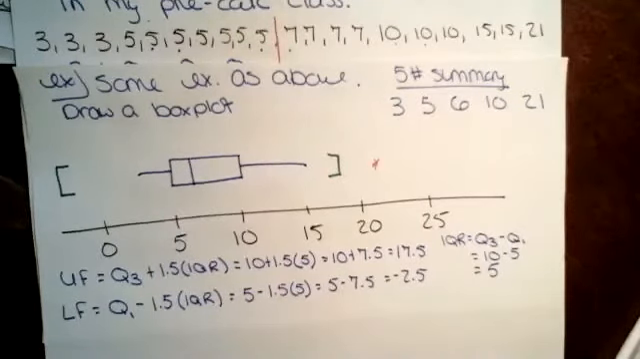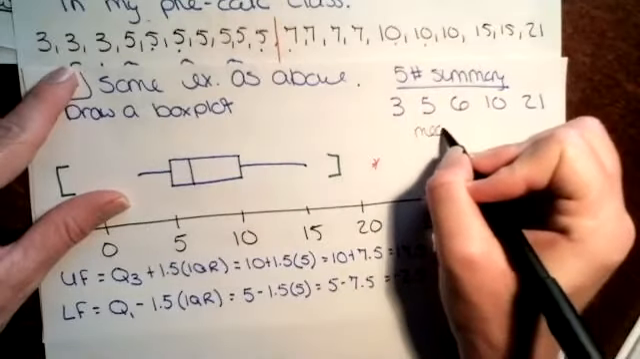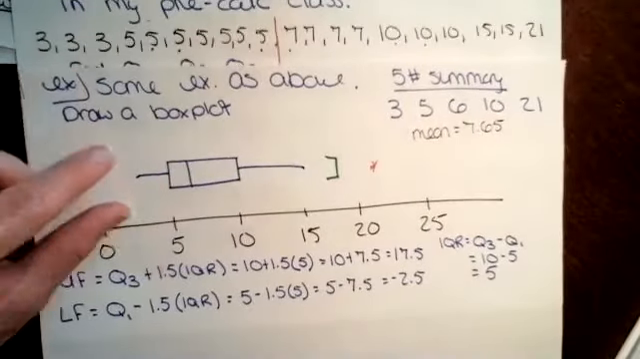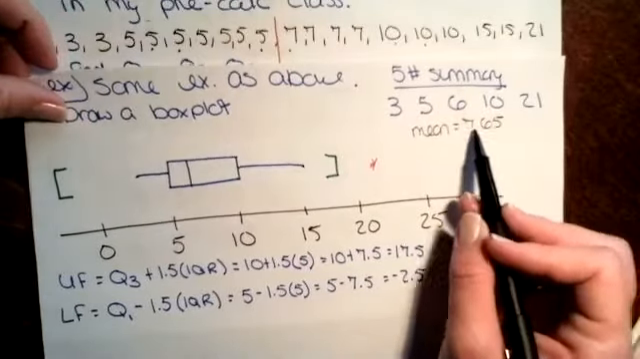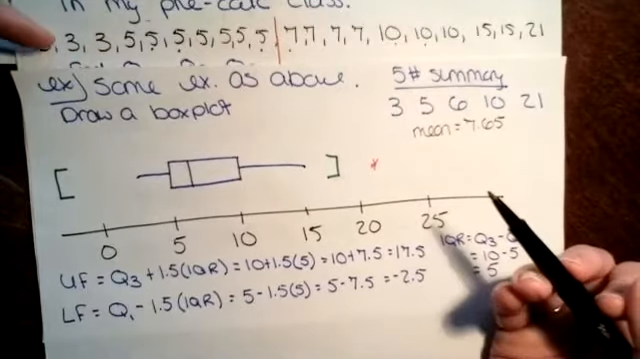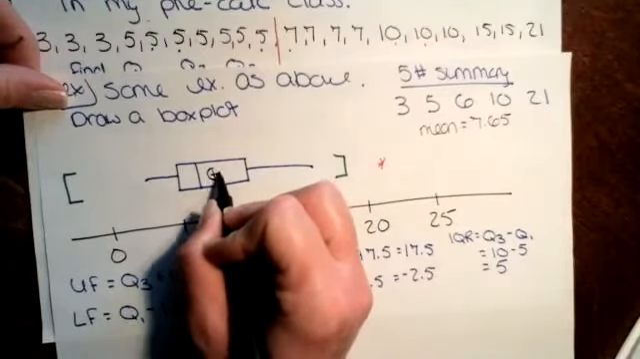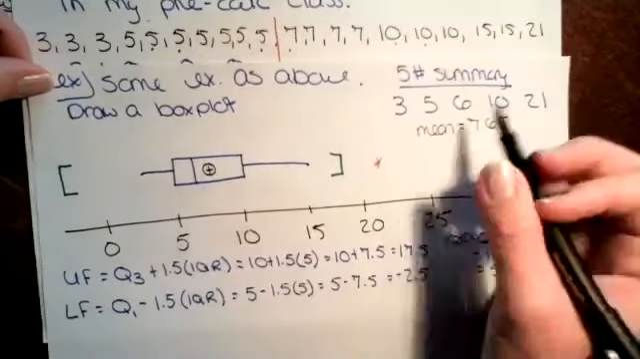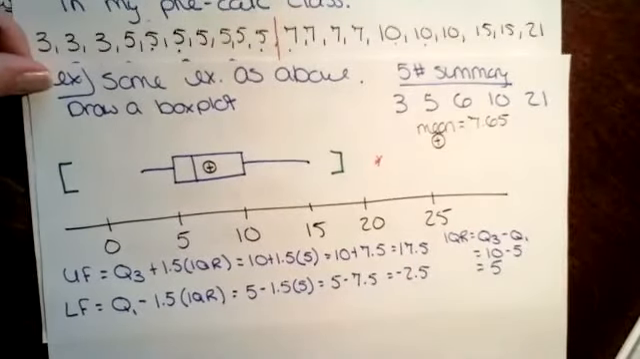And I'm going to add one more thing. I already calculated the mean on all of this data, and I found the mean to be equal to 7.65. I'm going to take that information and mark it on my box plot. I can only do this if I'm given the mean or if I have the raw data to calculate it myself. But 7.65 is somewhere right around here. We mark the mean with a plus sign with a circle around it. That's the indication of the mean on a box plot.